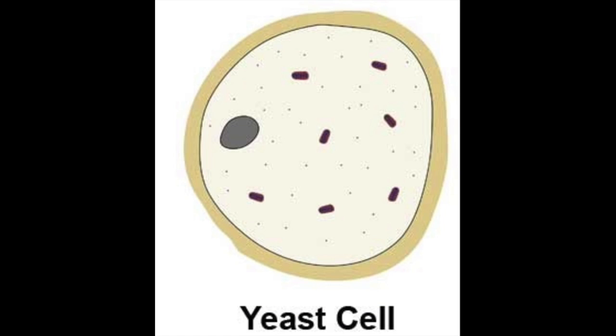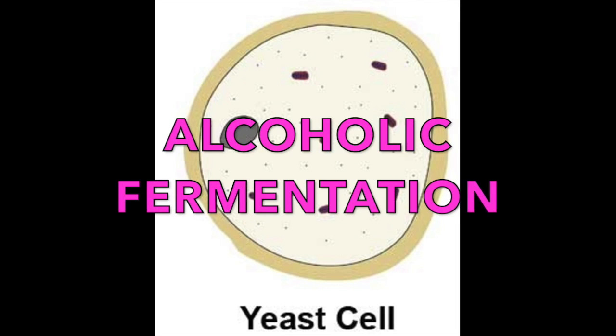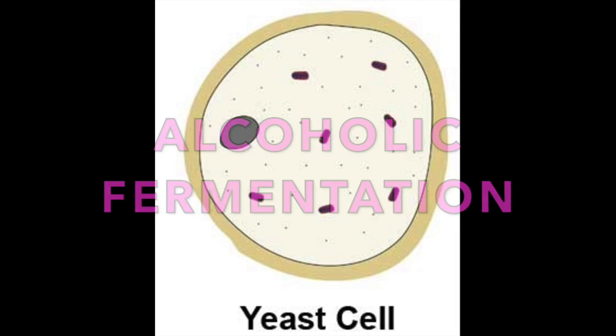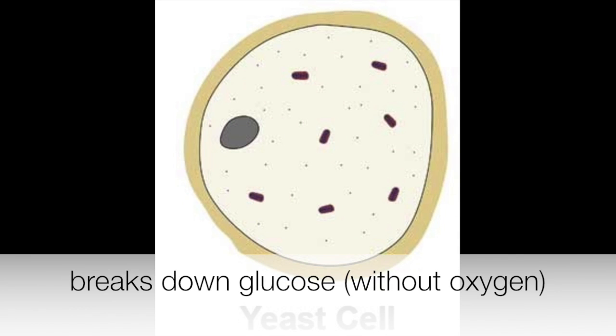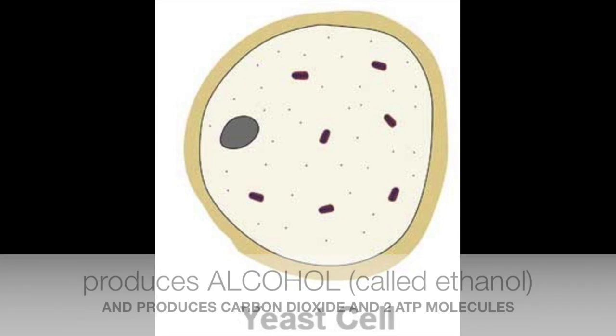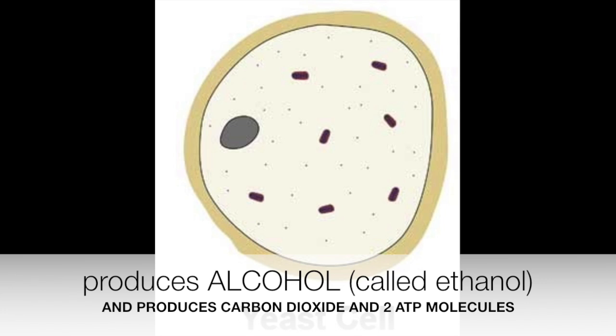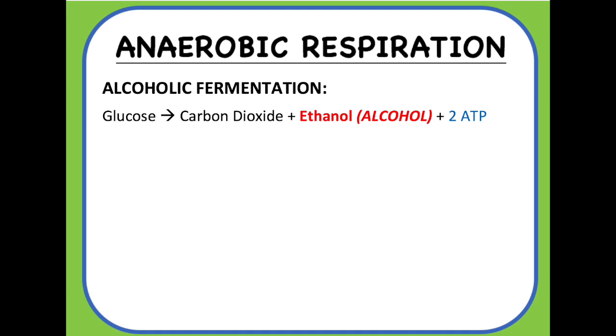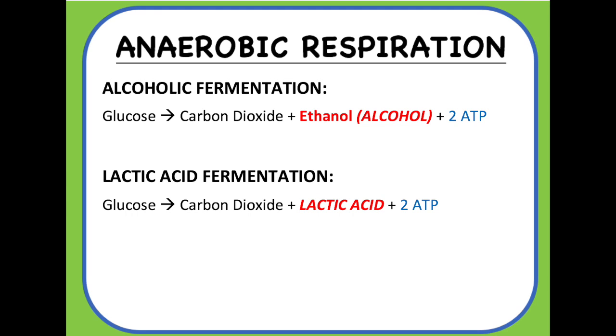Let's take yeast, for example. Yeast is an organism that performs alcoholic fermentation, meaning yeast breaks down glucose without using oxygen and produces alcohol instead of lactic acid while still producing carbon dioxide and 2 ATP molecules. The equation for alcoholic fermentation looks like this. The equation is very similar to lactic acid fermentation, except it produces alcohol instead of lactic acid.